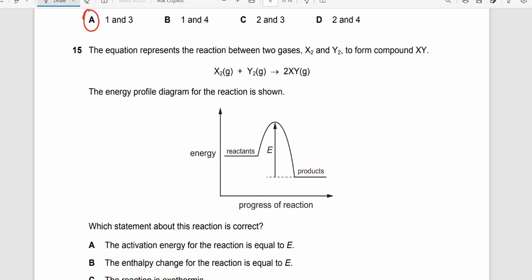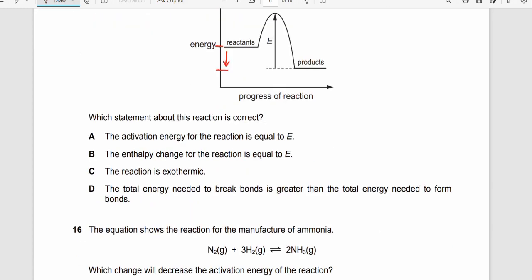Reactants are on the higher energy level and products are on the lower energy level. So this is the difference. So I think this is exothermic, because the energy which is being used over here is compensated here, so they cancel each other. So the basic statement about this reaction is correct.